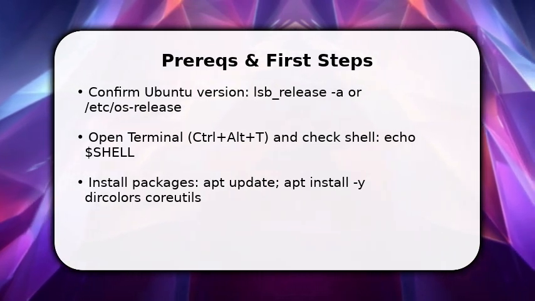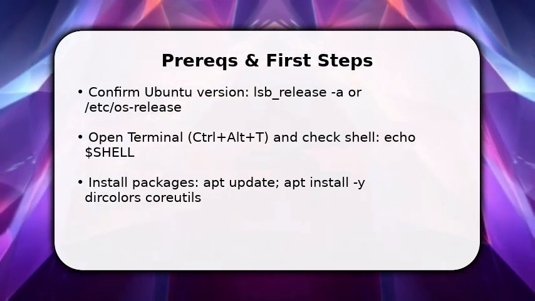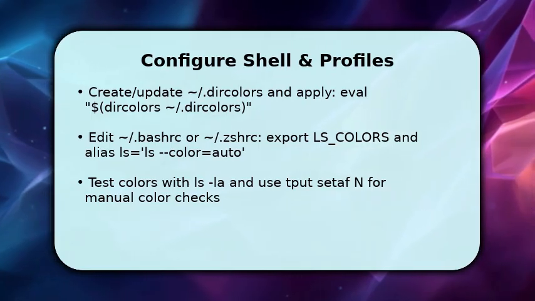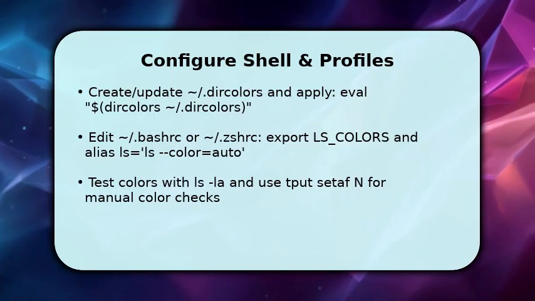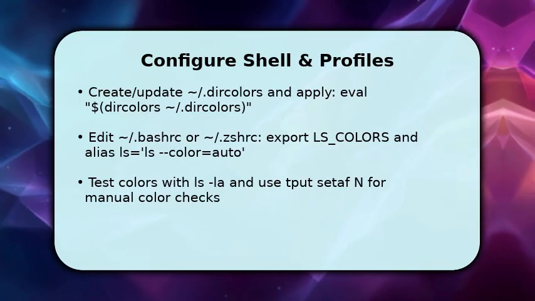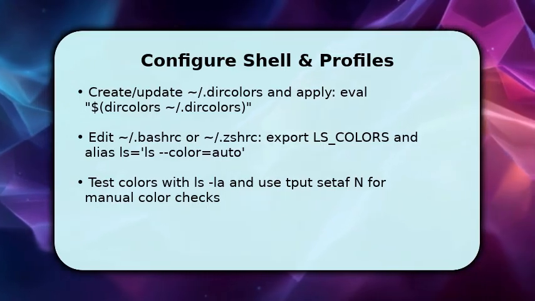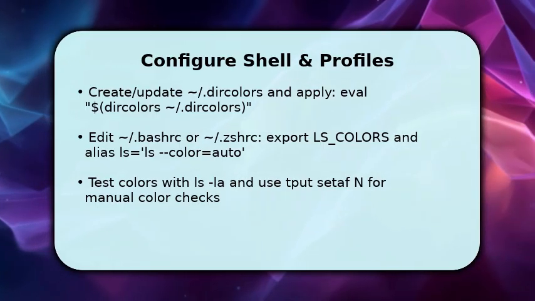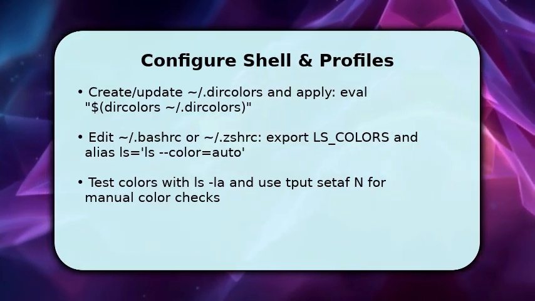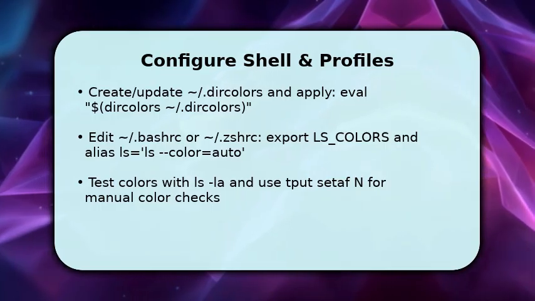Next, you configure your shell so colors persist. Load your custom dircolors with eval $(dircolors ~/.dircolors), and then add that line to ~/.bashrc or ~/.zshrc so it runs every session. Also export LS_COLORS if you made manual overrides and set an alias ls equals ls --color=auto to force colored listing. Once done, source your RC file.